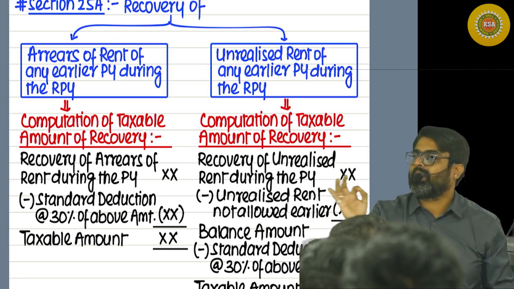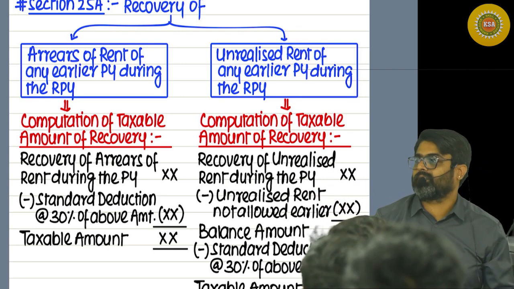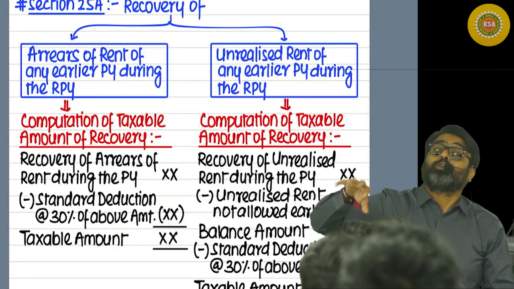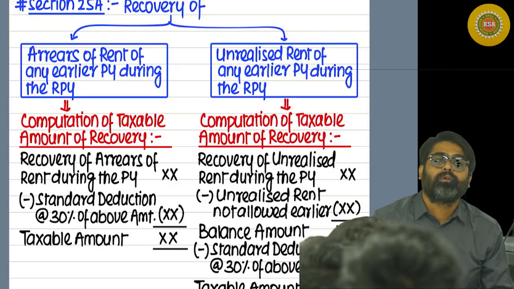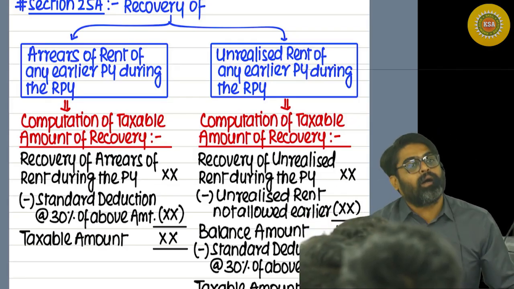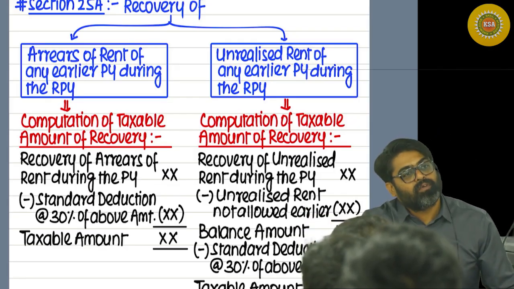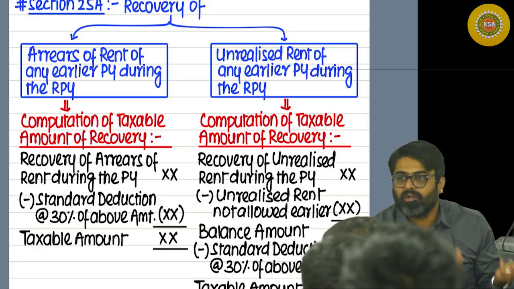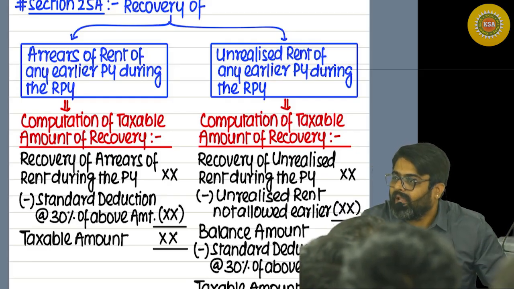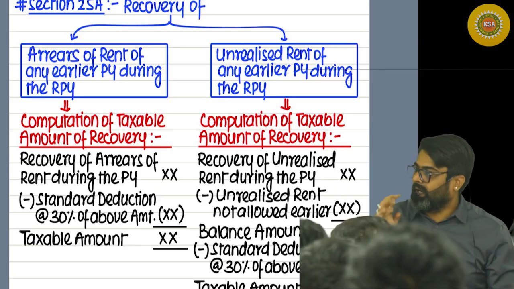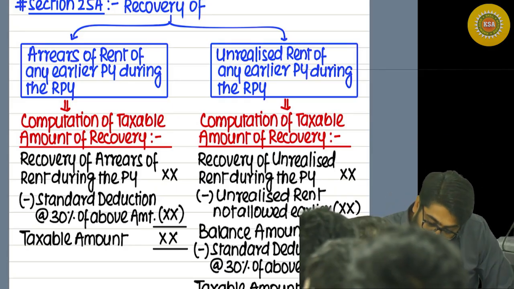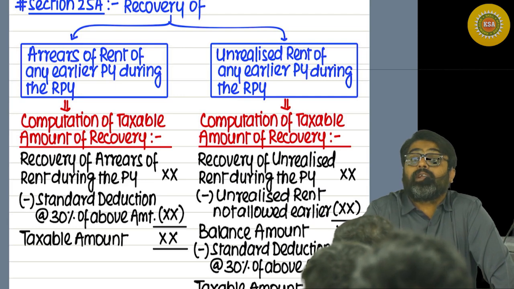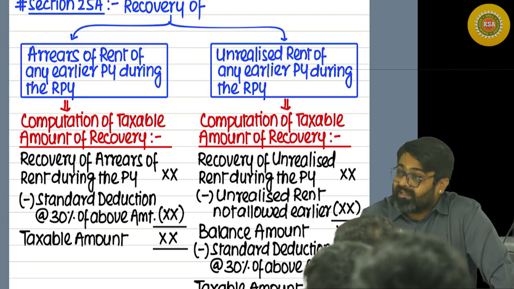But after taking 30% standard deduction. Getting my point? But wait. Unrealized rent shown in the calculations was allowed as a deduction, so it did not suffer tax. Now if you recover, pay tax. Getting my point? So this year, you are recovering some unrealized rent.